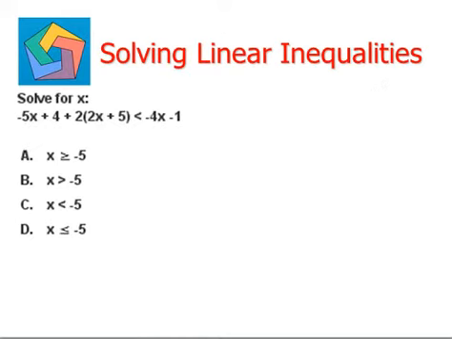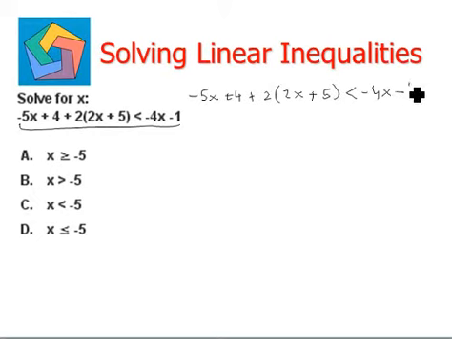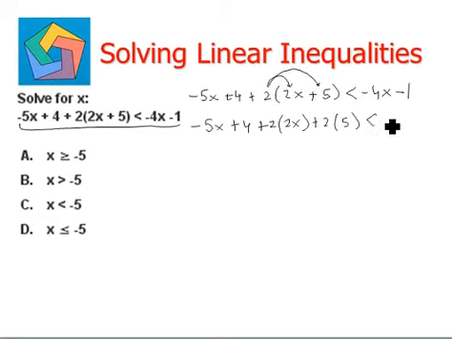Let's look at the next question. Solve for x and we are given this inequality. Let's rewrite it. Negative 5x plus 4 plus 2 times 2x plus 5 is less than negative 4x minus 1. Our steps remain the same, so we simplify this first. 2 is distributed to 2x and 5, plus 2 times 2x plus 2 times 5 is less than negative 4x minus 1.